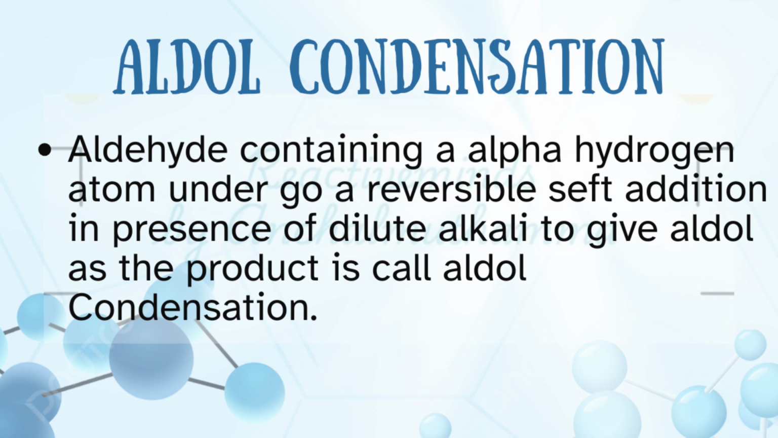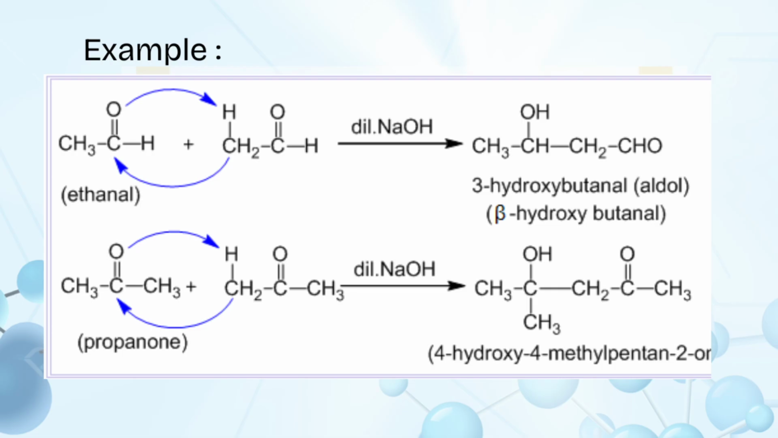Aldol is nothing but the combination of both aldehyde and alcohol. But in case of ketone, it gives ketol, that is the combination of both alcohol as well as ketone. So, here I have taken two examples of both aldehyde as well as ketone. Firstly, we'll see about the aldehyde.